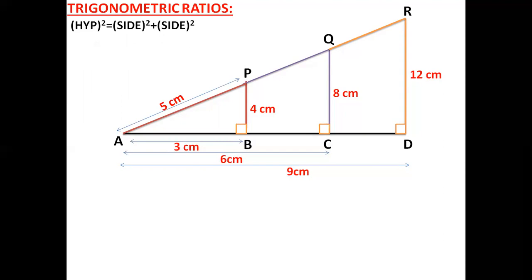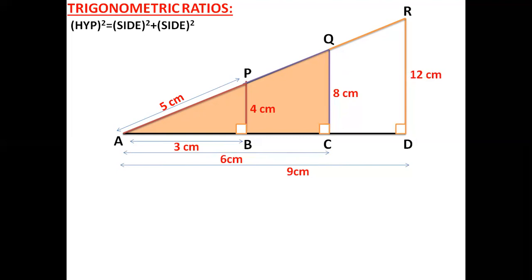Now, if you observe, another right angle triangle is there, that is triangle ACQ. In this right angle triangle ACQ, we know the length of CQ is 8 centimeters and the length of AC is 6 centimeters.